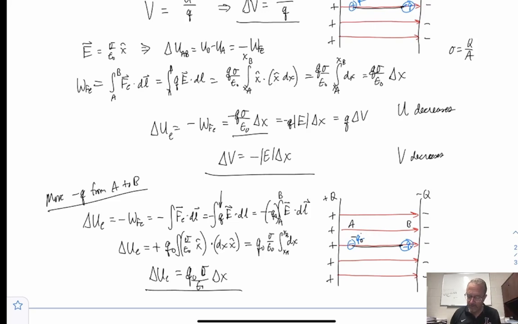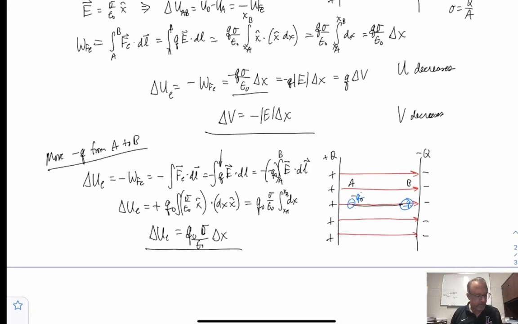So if this negative charge moved from A to B, there was an applied force that moved it. In other words, the electric force did not move it. And the work done by the electric field is negative for that negative charge. So the potential energy ends up being a positive value. We gain potential energy as the negative charge moves from A to B.